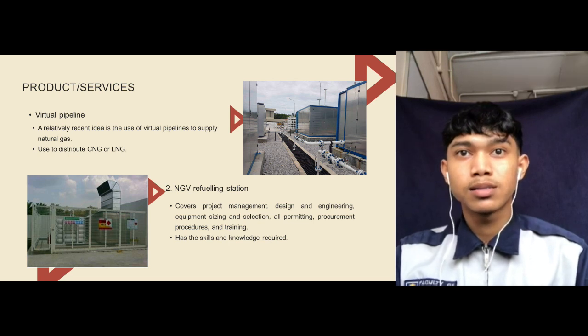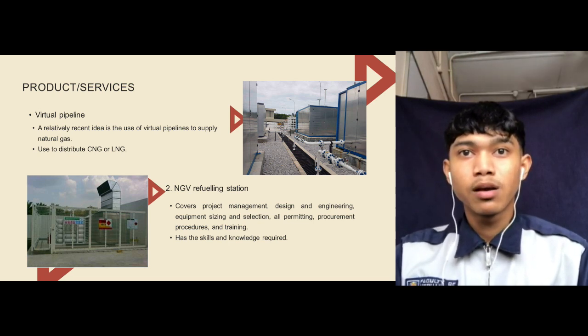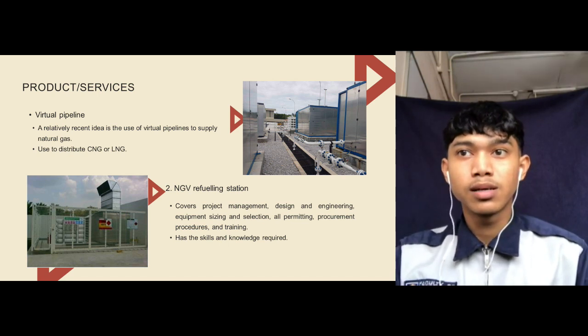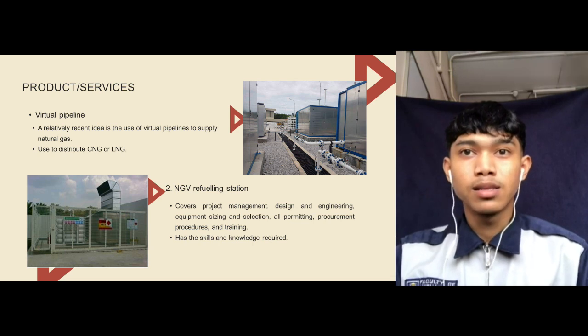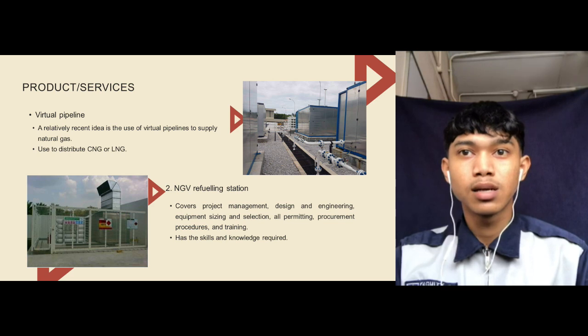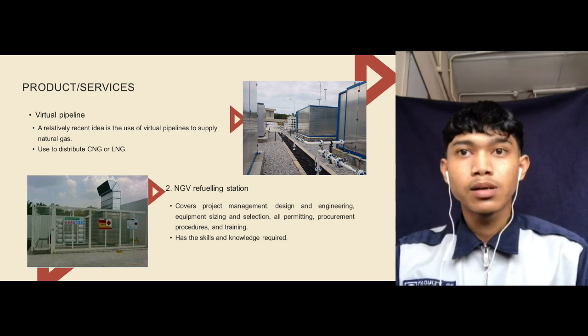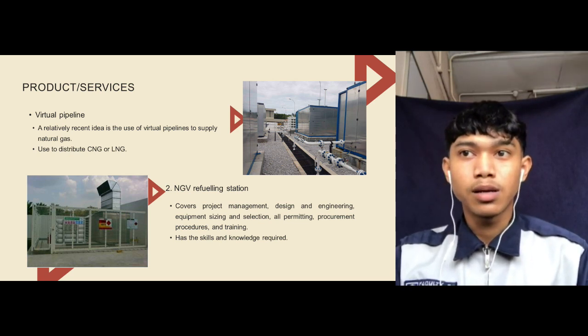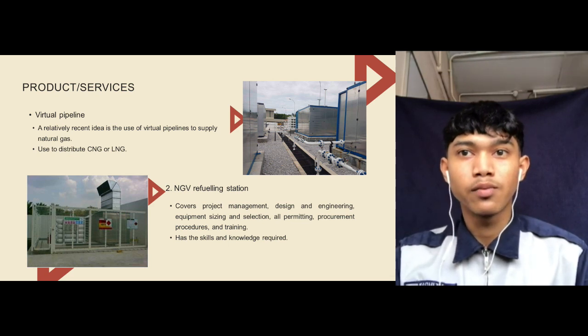The second product is NGV refueling station. For our clients in Malaysia and worldwide, ABA offers full turnkey NGV building services. This covers project management, design and engineering, equipment sizing and selection, all permitting, procurement procedures and training. High levels of expertise are required for the mechanical, electrical and electronic sides of NGV equipment. To keep your NGV equipment in peak shape, ABA has the skills and knowledge required to offer you top-notch maintenance services.